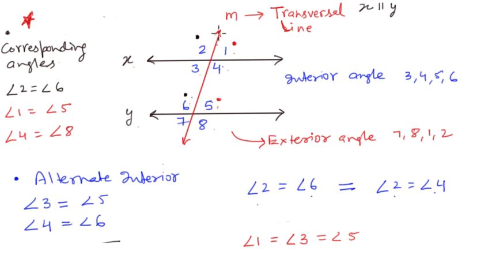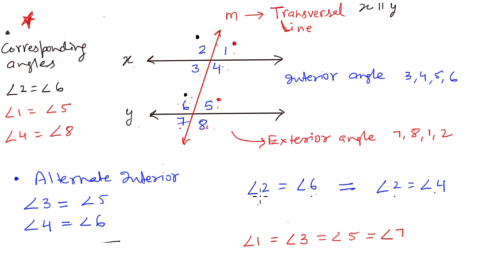Now, if I look at the arrangement of line M and line Y, I see that 5 is equal to 7 simply because of what? Vertically opposite, right? So I can put one more equivalency here. This is equal to 7. At the same time, there is only angle 8 left. 8 is equal to 6. Why? Vertically opposite. 6 is equal to 8, right?